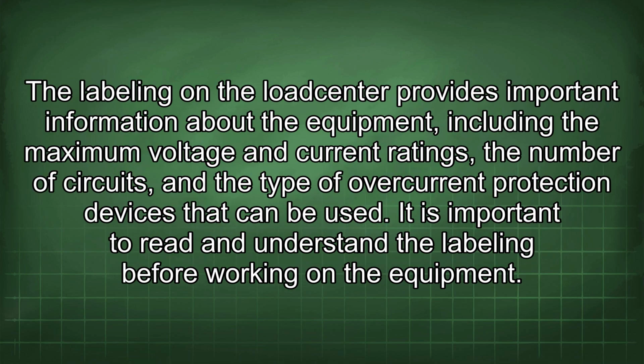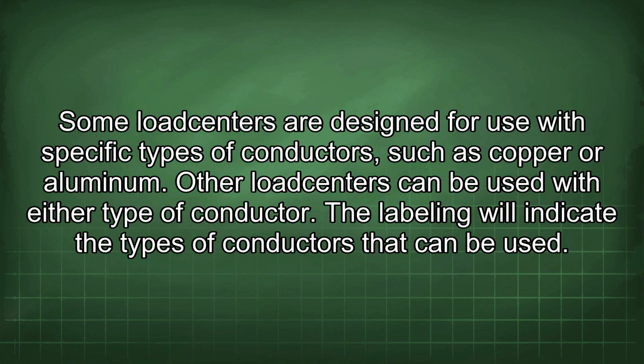The labeling on the load center provides important information about the equipment, including the maximum voltage and current ratings, the number of circuits, and the type of overcurrent protection devices that can be used. It is important to read and understand the labeling before working on the equipment. Some load centers are designed for use with specific types of conductors, such as copper or aluminum. Other load centers can be used with either type of conductor. The labeling will indicate the types of conductors that can be used.